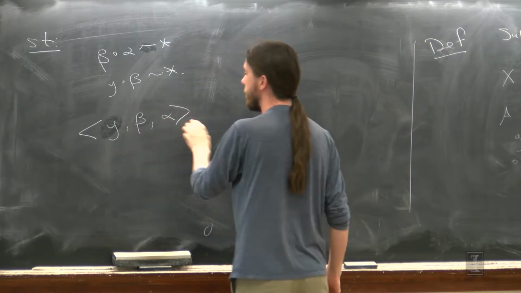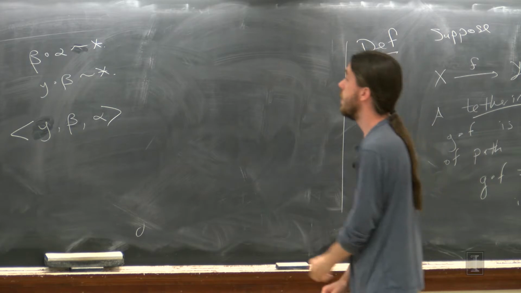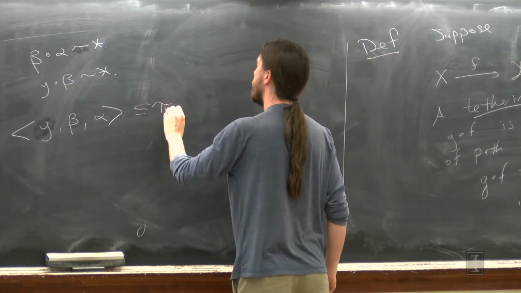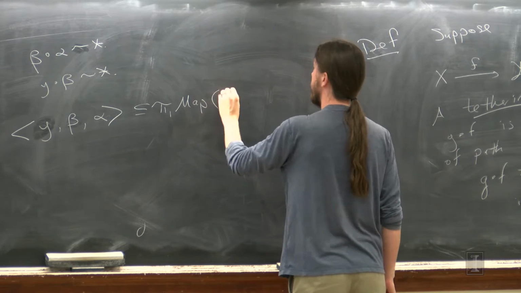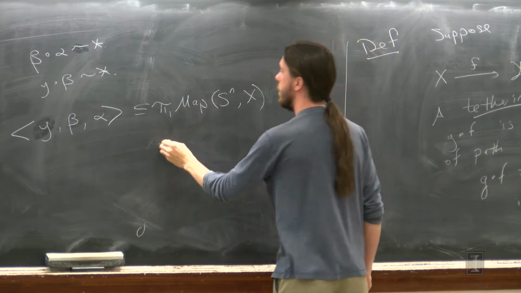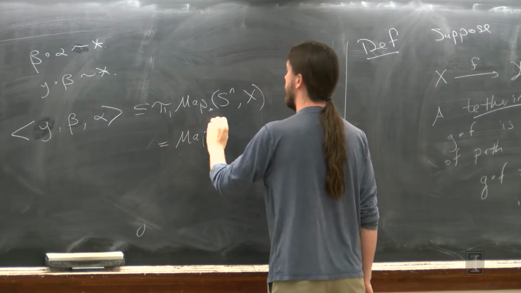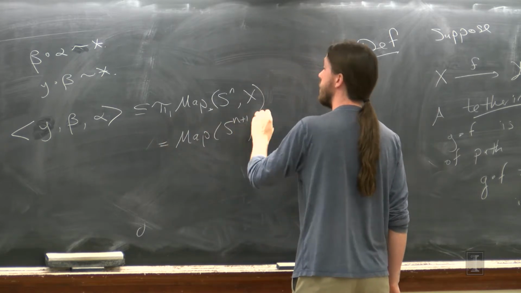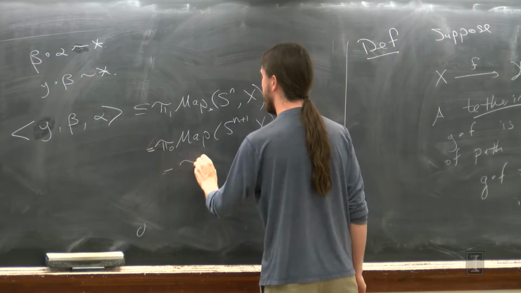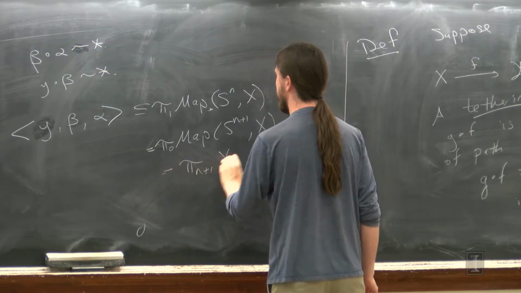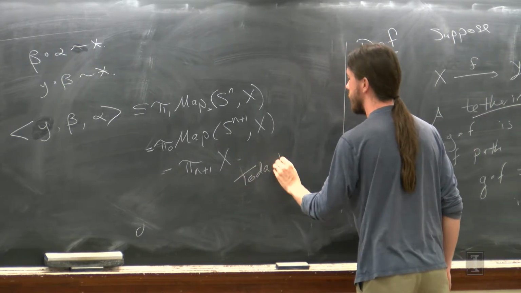I'm sorry, the order of these always confuses me horribly when you do them on the left instead of on the right. So this is contained inside pi 1 of the space of maps from S^n to X, which is the same thing as the space of maps from S^(n+1) to X if we apply pi 0. And so that's another name for pi n plus 1 of X. And so this recovers Toda's construction of what's called a Toda bracket.